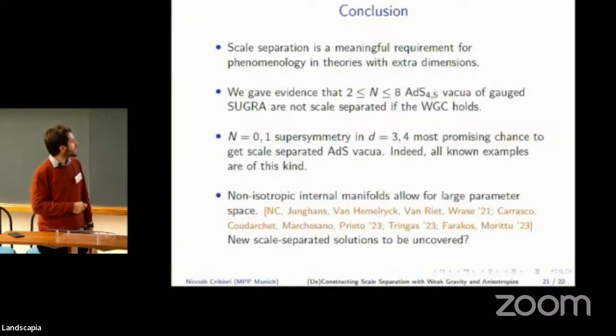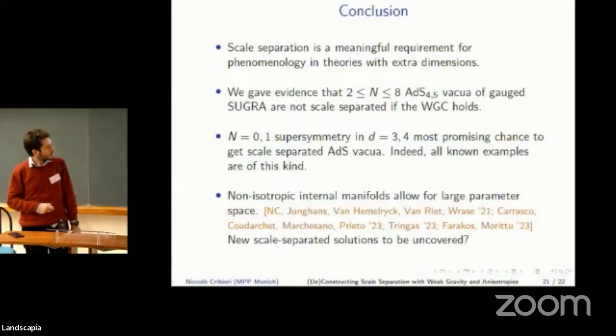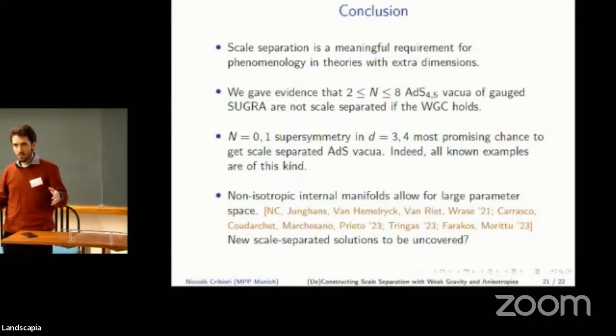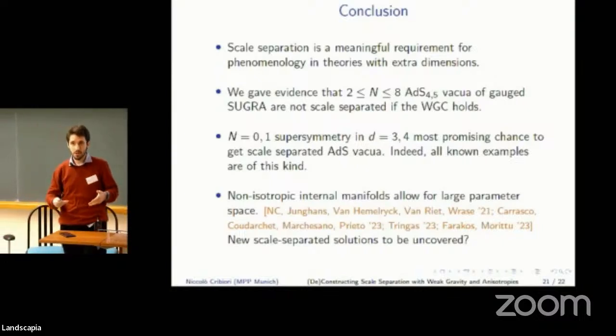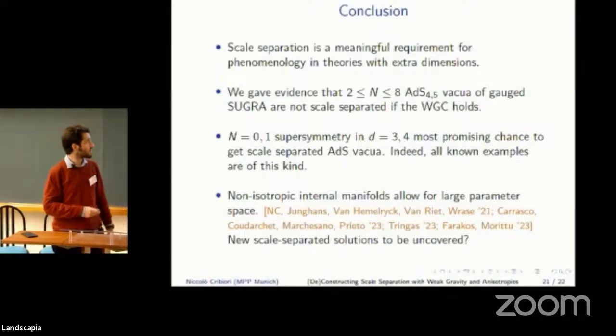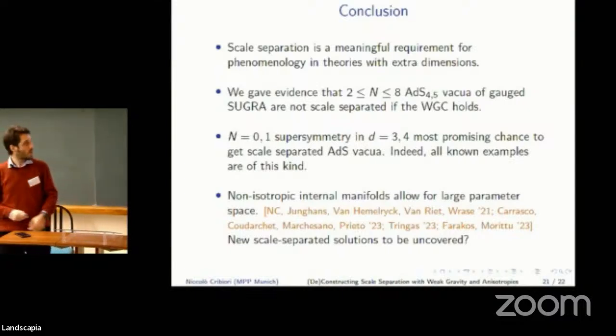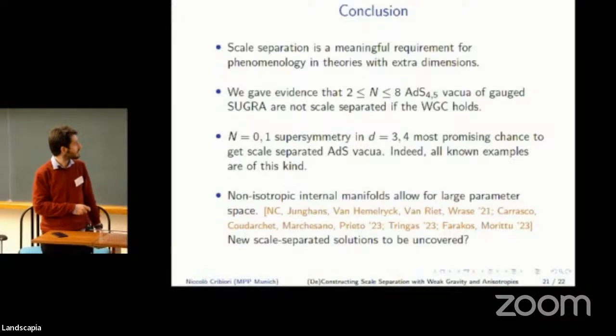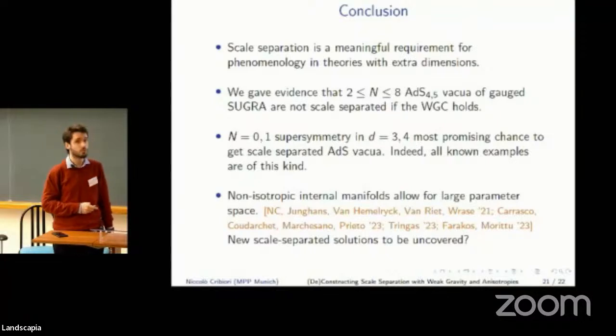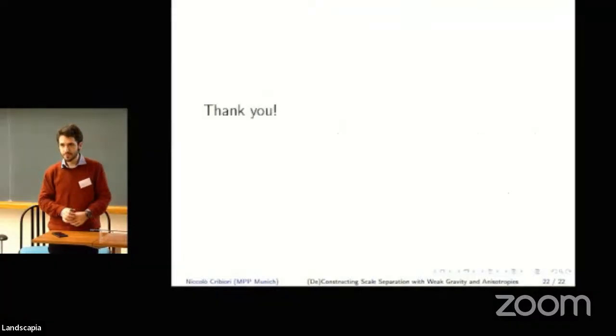And for the second part, I think one of the lessons you can draw from these works is that probably there are more solutions with scale separation that we are not aware of, at least at the supergravity level, even at the smeared level, but you have to ask for non-isotropic cases. Indeed, very recently there is a series of works going in this direction, and I think that is a very promising direction to research. So, thank you.